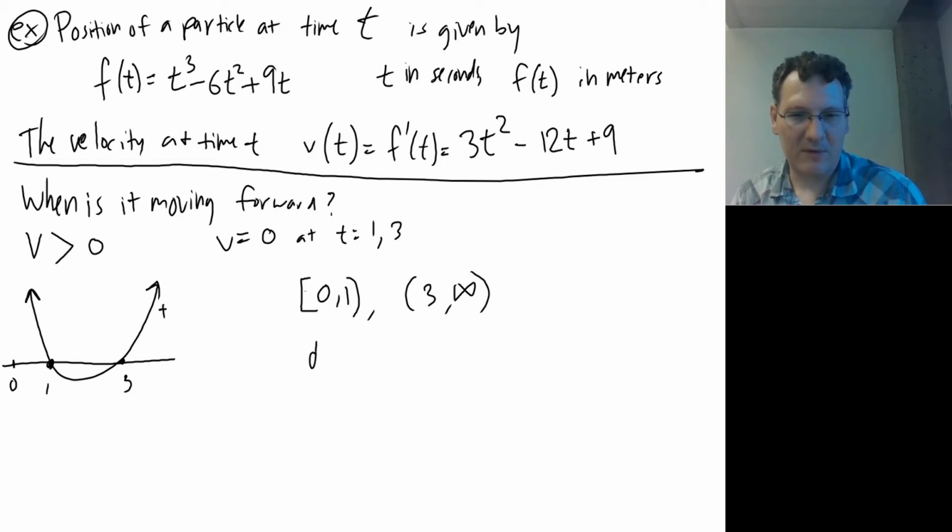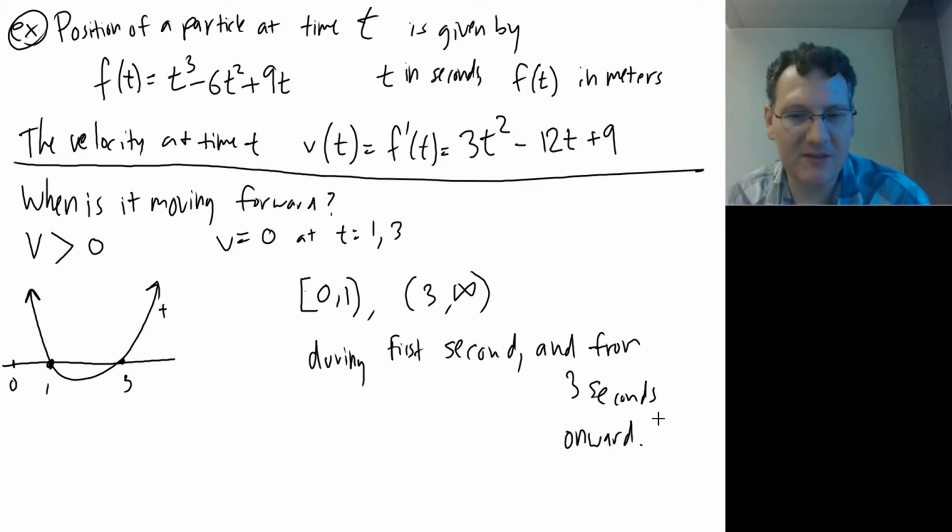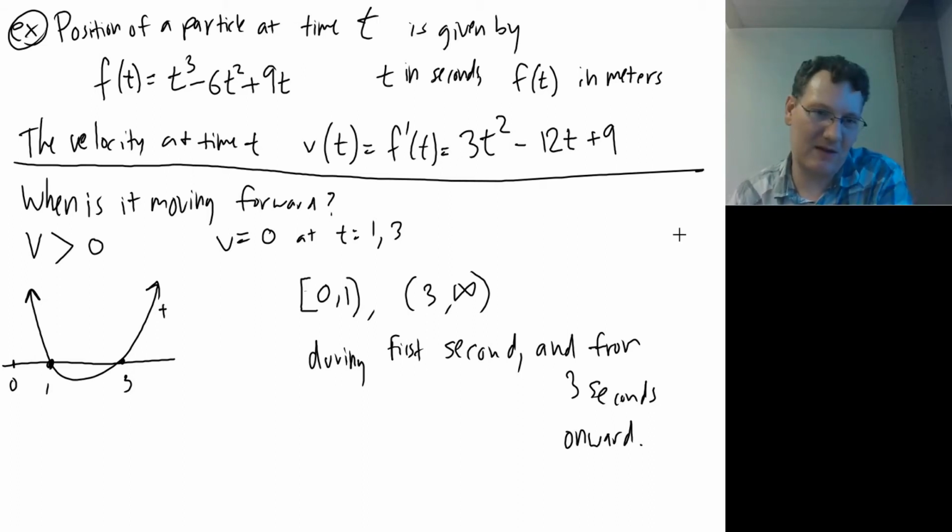So we can say during the first second and from 3 seconds onward, the particle is moving forward. It kind of backtracks for 2 seconds and then it turns around and goes forward again.